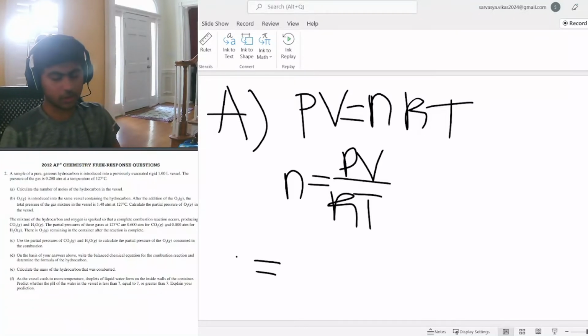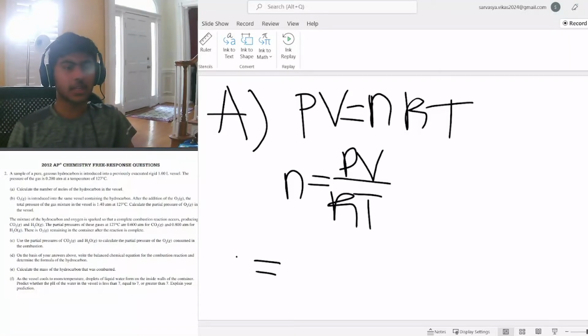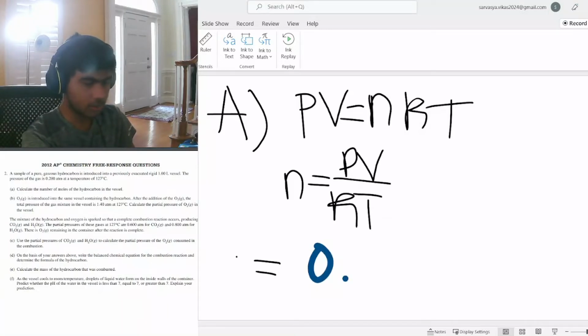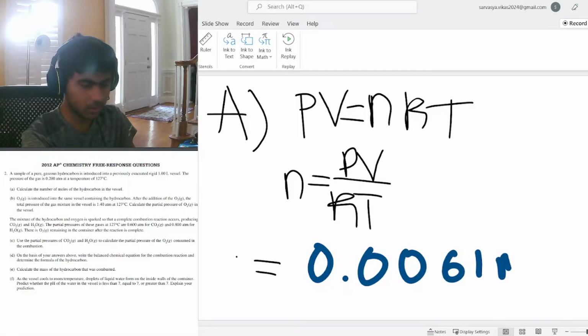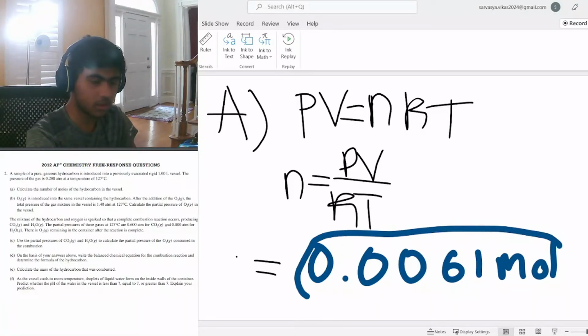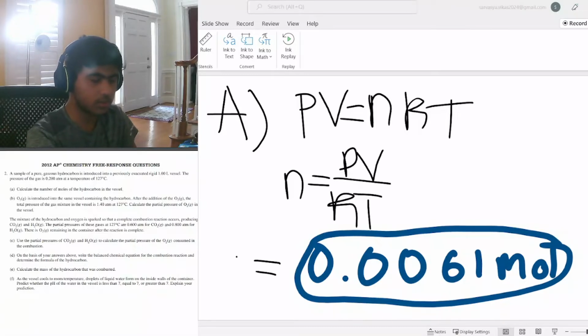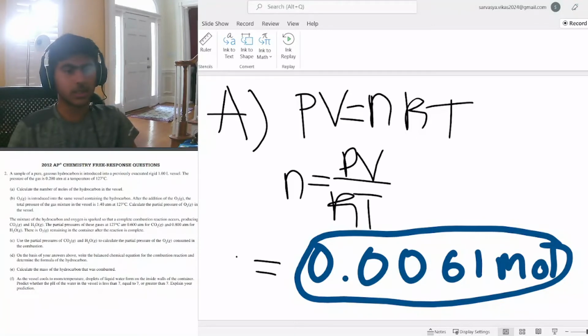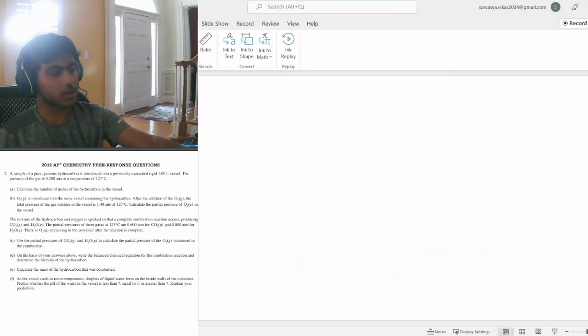And we get that the number of moles of gas in the container was 0.0061 moles. That is the number of moles of the hydrocarbon in the vessel. Alright, let's keep going to the next part.